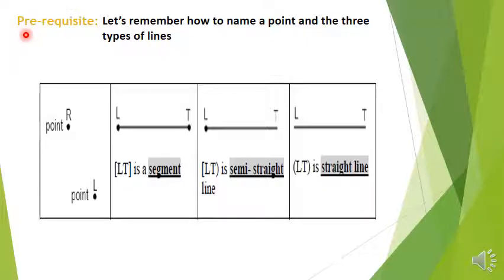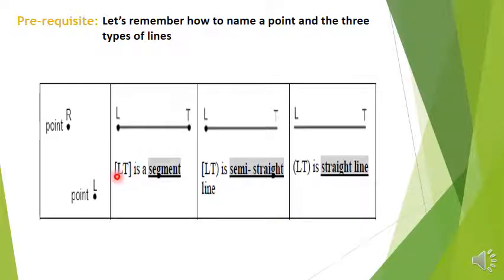These are prerequisites. Let's remember how to name a point and the three types of lines. These are points. This is point R. We name a point by its letter. This is point L. When we join two points, we will get a segment. This is segment LT or TL. We name a segment LT and we put brackets.